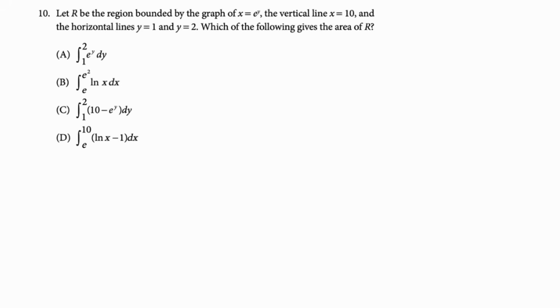Number 10, let R be the region bounded by the graph of x equals e to the y, which is kind of a weird situation, the vertical line x equals 10 and the horizontal lines y equals 1 and y equals 2. Which of the following gives the area of R? All right, let's first deal with this x equals e to the y situation. So if x is e to the y, then take the natural log of both sides and you will get y is equal to the natural log of x.